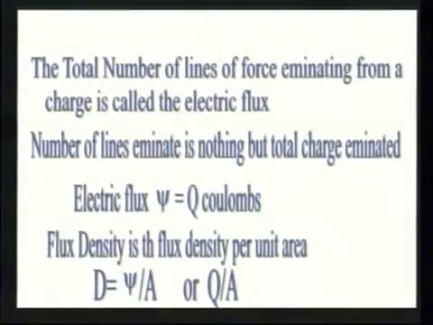Next we will move to the flux and flux density. Now let us go for electric flux. Electric flux can be defined as the total number of lines of force emanating from a charge. Number of lines emanating is nothing but total charge emanated. Electric flux psi equals Q coulombs. Flux density is the flux per unit area. D equals psi by A or Q by A.